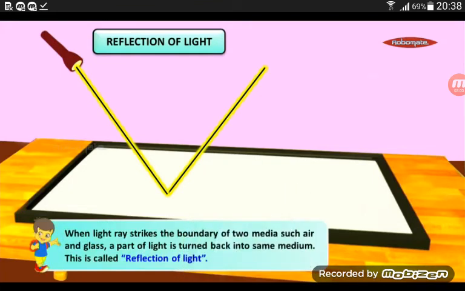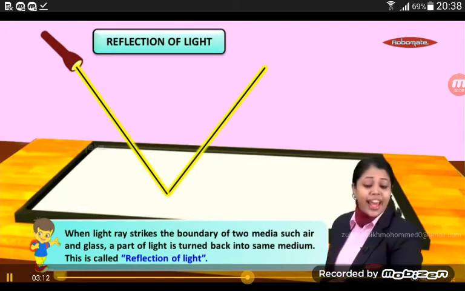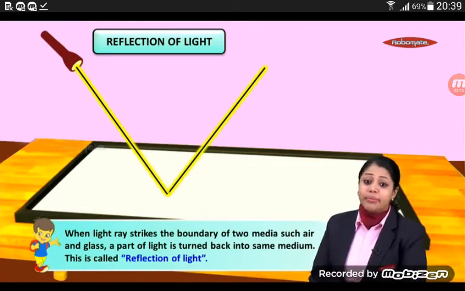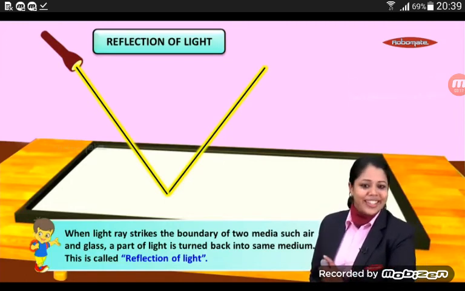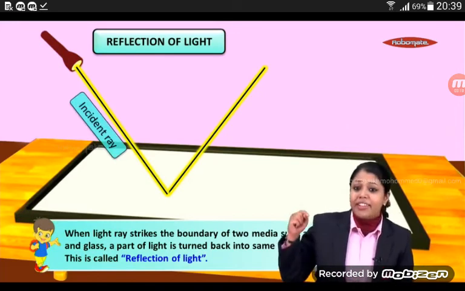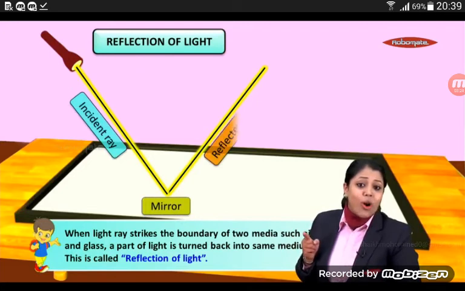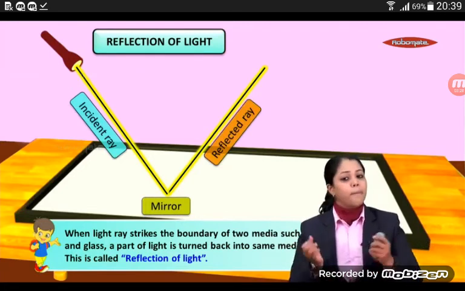So let's define what is reflection of light. When light rays strike the boundary of two media such as air and glass, a part of the light is turned back into the same medium, and this is called reflection of light. Now students, here this ray which is coming is called the incident ray. The ray that goes back is called the reflected ray, and at the bottom we have the mirror.